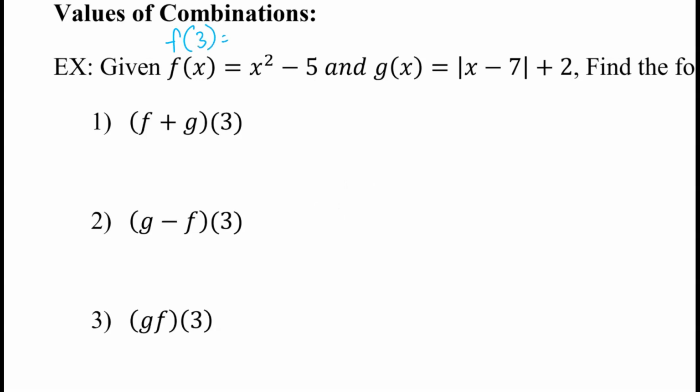So up here, I'm going to input 3, which means instead of an x, I'm going to write 3. 3 squared is 9, minus 5 is 4. And then I'm also going to input 3 on g of x, which again means that wherever I see an x, instead I'm going to write 3. So this is the absolute value of 3 minus 7. 3 minus 7 is negative 4, but it's the absolute value of negative 4, making it a positive 4, plus 2 is 6.